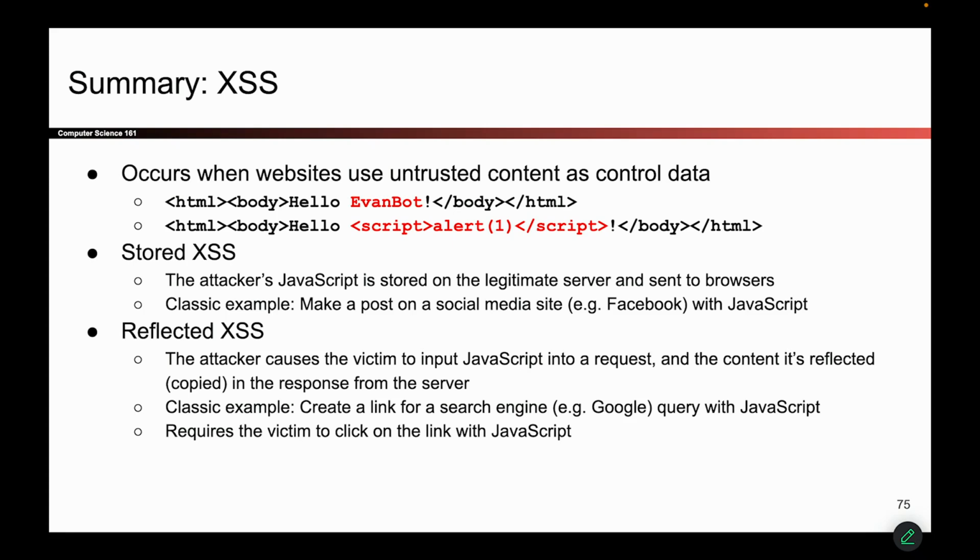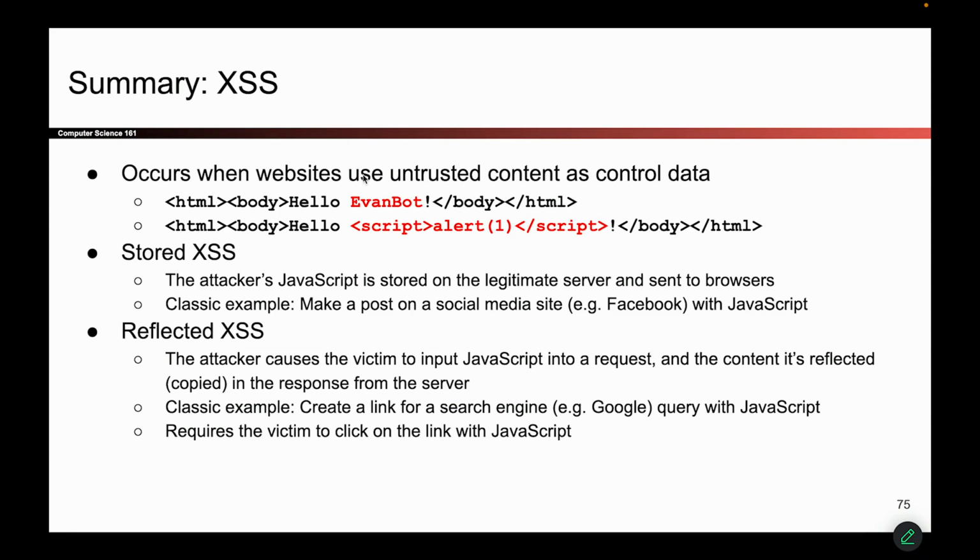OK, we're all done with this section. So to quickly summarize, XSS was the first attack we saw. And the idea was that the user would pass in untrusted content, and the server would think that the content is actual data, potentially code.